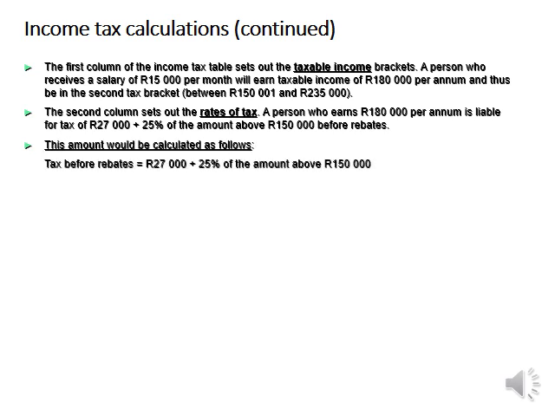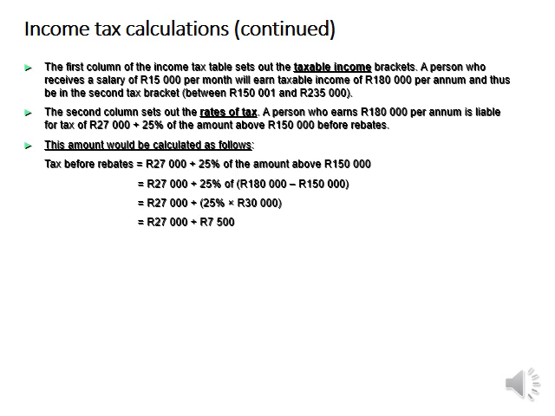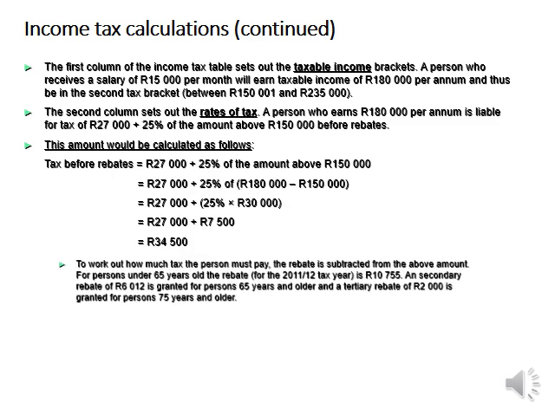So it will look like this. The tax before rebates is the 27,000 plus 25% of the amount above 150,000. So that means we need to get the difference between the annual income, 180,000, minus 150,000. So 25% of 30,000 is 7,500. So it is 27,000 plus 7,500. So the tax before rebates is 34,500.